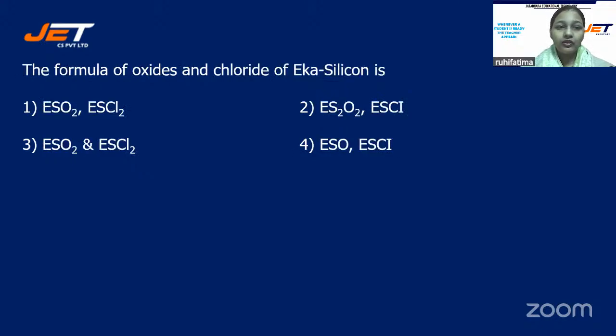Moving ahead, the formula of oxide and chloride of Eka silicon is, and your options are: number one, ESO2, ESCl2; option number two, ES2O2 or ESCl; option number three, ESO2 and ESCl2; option number four, ESO or ESCl.